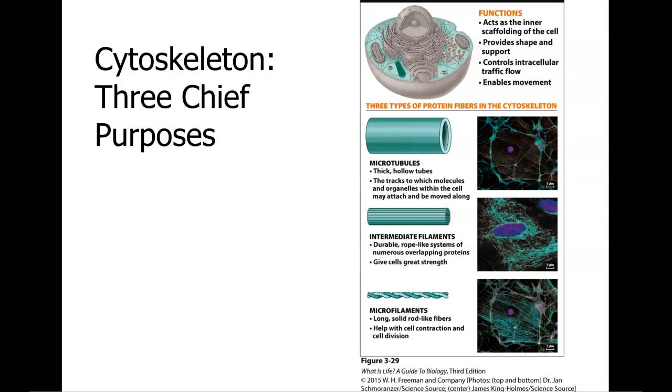Next is going to be the smallest filament, and that's referred to as your microfilament. They're long, solid, rod-like fibers, and they help the cell contract during cell division. So you're going to see these during mitosis.